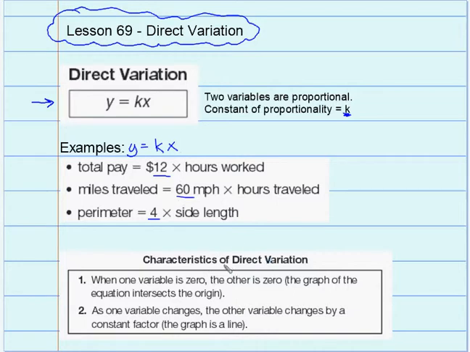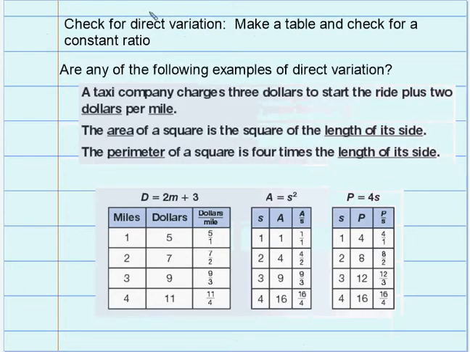Characteristics of direct variation: when one variable is 0, the other is 0, and so the graph of the equation will intersect the origin. And as one variable changes, the other variable changes by a constant factor, and so the graph will be a line. To check for direct variation, you make a table and you check for a constant ratio. Here are some examples to put in your notes.